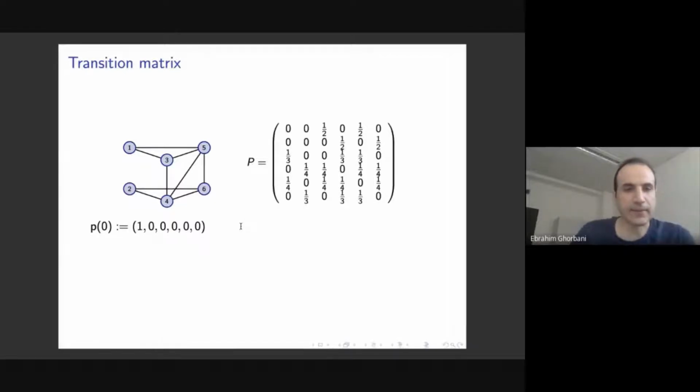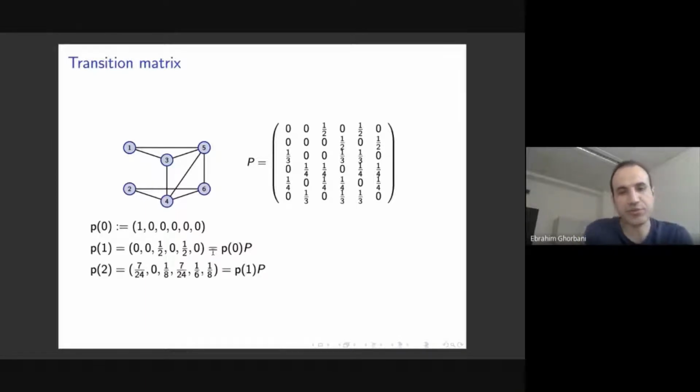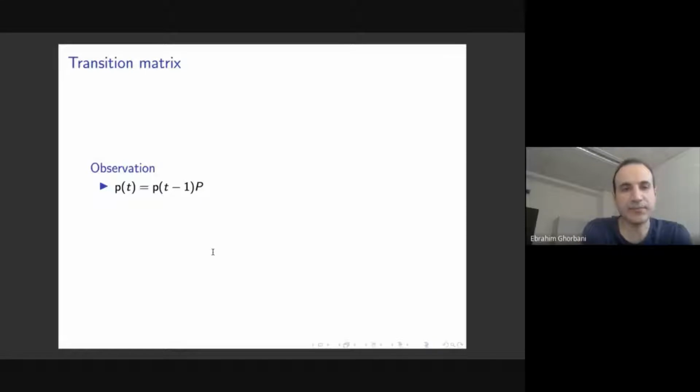and the distribution at the next step was this vector p1, which is simply p0 times P. So p1 is simply the first row of P, and that is p0 times P. And if we look at the distribution p2, we can see that this is just p1 times P, and so on. In general, pt is pt minus 1 times P.